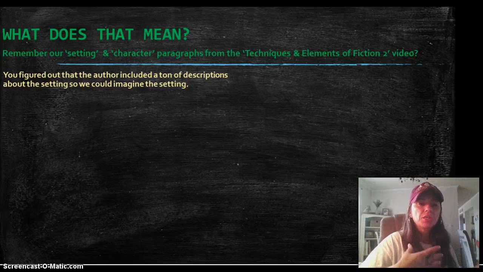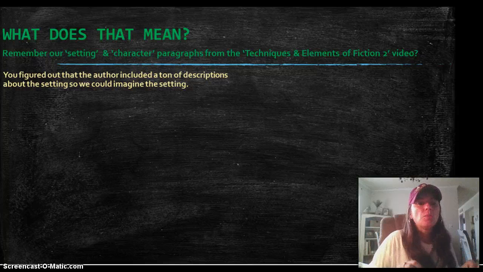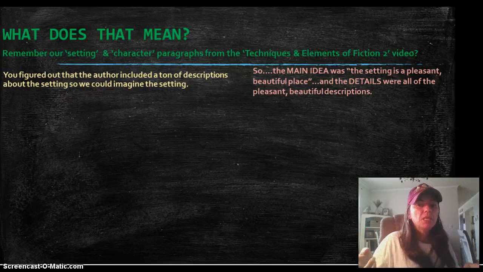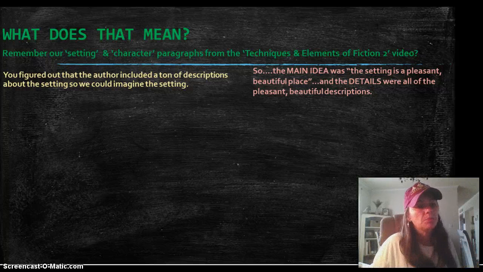You figured out that the author included a ton of descriptions in this paragraph about the setting so we could imagine the setting in our mind. So what was his purpose? What was the main idea? The main idea was the setting is a pleasant, beautiful place. And the details were all of the pleasant, beautiful descriptions. That's why he included it.